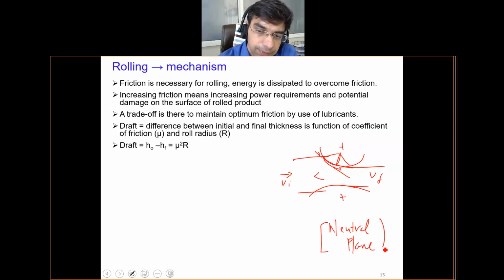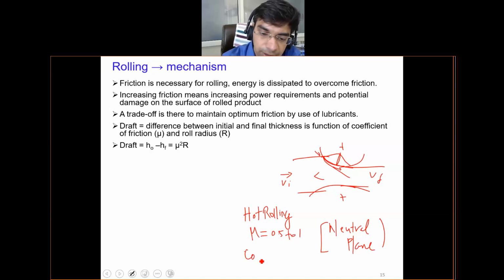Now, to control the friction between the surface of the roll and the workpiece, there are different ways. Either you can increase the friction or you may decrease the friction. So generally what is the rule? In hot working, if it is a hot rolling process, that is above the recrystallization temperature, the coefficient of friction values range from 0.5 to say 1, and in cold rolling, these values are less.